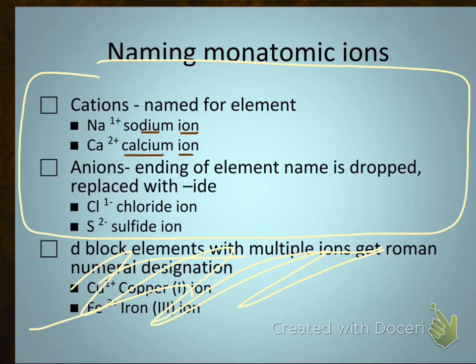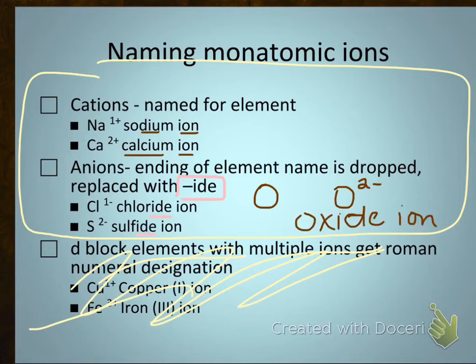Now let's talk about anions, because these get handled just a little bit differently. When we talk about monatomic anions, the ending of the element name is dropped, and it's replaced with IDE. So, chlorine gains an electron and becomes the chloride ion. Sulfur gains 2 electrons and becomes the sulfide ion. Oxygen, our old friend, gains 2 electrons and becomes the oxide ion.